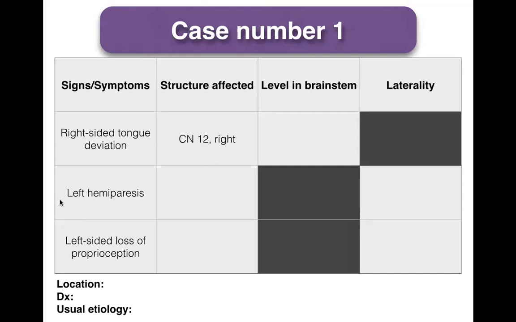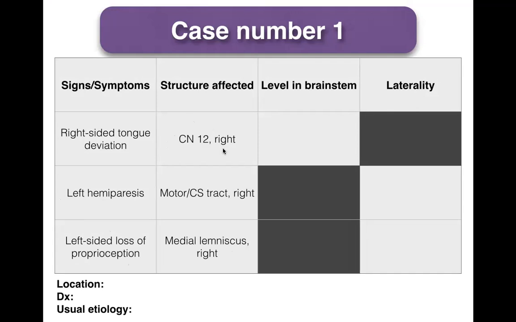Left hemiparesis. This indicates a lesion affecting the corticospinal tract or the motor pathway. Whereas if this is left-sided loss of conscious proprioception, then the lesion affects the medial lemniscus. Let's decide now the level.